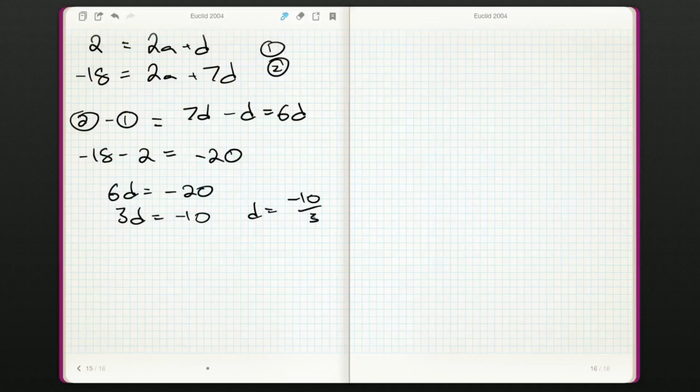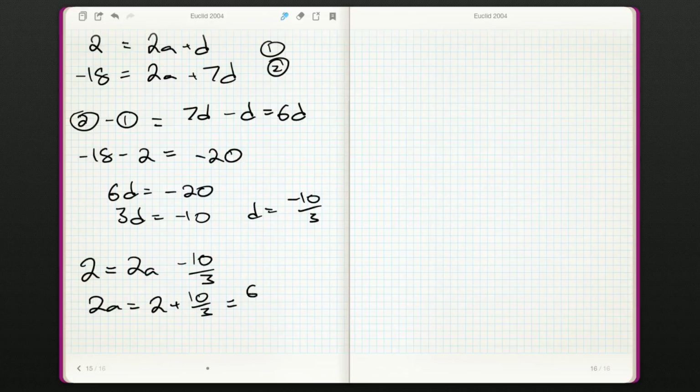Okay, not the nicest of numbers, and actually such a weird looking fraction that I might even be inclined to believe that I might have made an error, because I would have expected a whole number here, just mathematician's intuition. Okay, but now I can take this d and plug it back in. 2 is 2a plus d, well that's minus 10 over 3. So 2a is 2 plus 10 over 3, so that's 6 plus 10 all over 3, so that's 16 thirds. Divide by 2, a is 8 thirds.